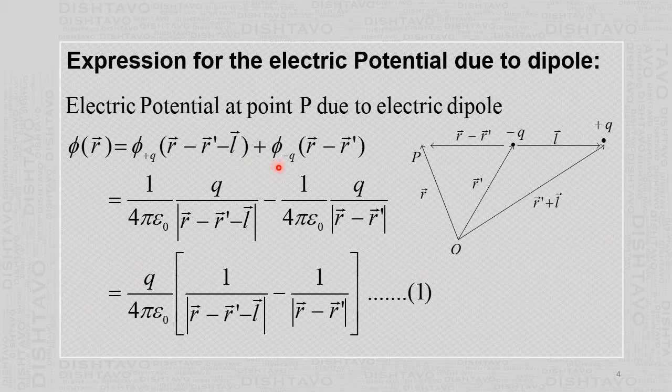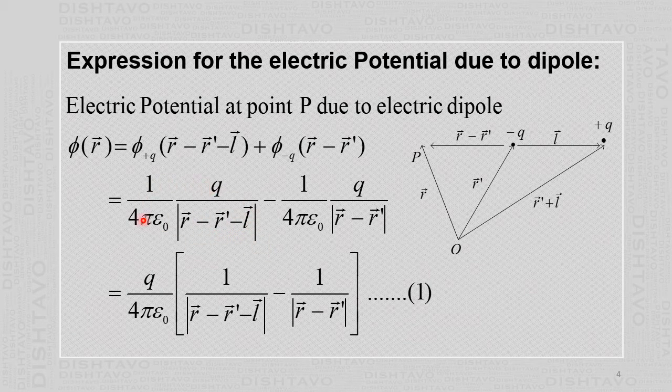Then this phi minus q is the potential at point P due to minus q. This distance is vector r minus vector r dash. So phi minus q is a function of vector r minus vector r dash. Then we use the formula for the potential at a point due to the point charge. This minus q and plus q are point charges, and in terms of vectors, we write it here as 1 upon 4 pi epsilon 0 q by modulus of vector r minus vector r dash minus vector L, because this is a magnitude.